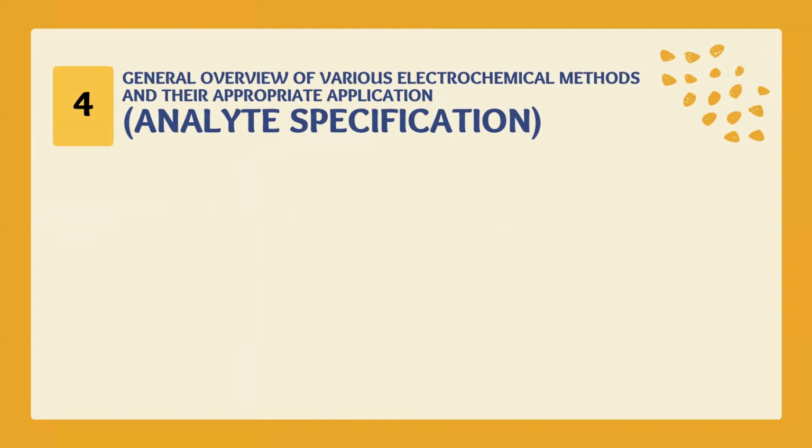Electrochemical methods offer a diverse toolkit for analyzing and understanding chemical systems. These techniques rely on the interplay between electrical and chemical phenomena at the interface between an electrode and a solution. This discussion will delve into various types of electrochemical methods, exploring their mechanisms and ideal analytes.